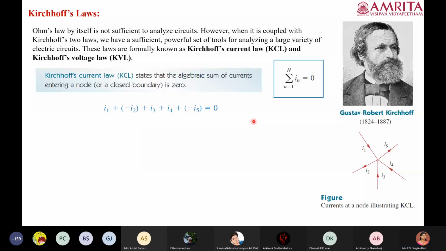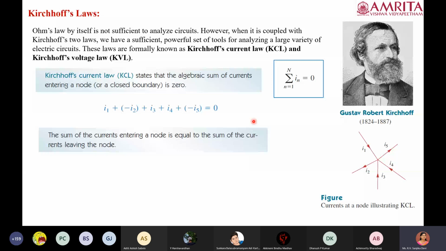Otherwise it can also be understood as the sum of the currents entering a node will always be equal to the sum of the currents leaving the node. So if we equate by bringing the negative terms to the other side, we will get I1 plus I3 plus I4 is equal to I2 plus I5. Either of these two equations we can use for Kirchhoff's current law. So this is one of the fundamental laws which we will be using for the circuit theory approach.